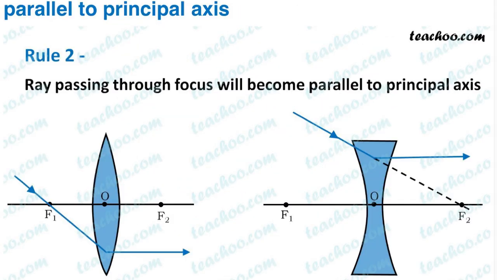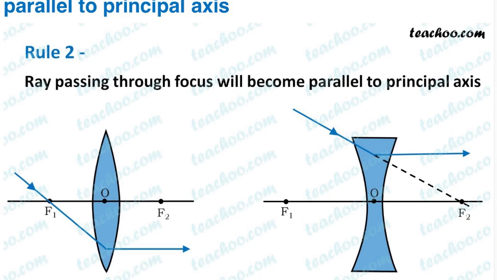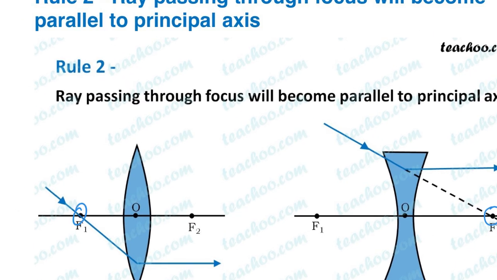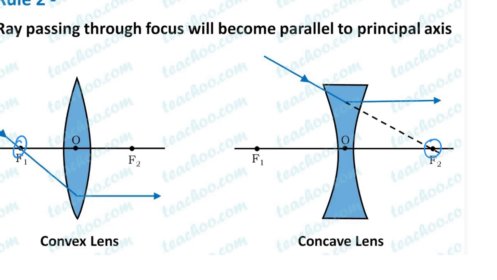The second rule, a ray that goes through F and hits the lens will refract and go along parallel to the primary axis. Okay? And if it's a diverging lens, if it seems to be going through F, you've got to look at the other side. It will refract parallel to the primary axis. So in the converging lens the ray actually goes through the focus point, and in the diverging lens it is heading towards the focal point on the other side.